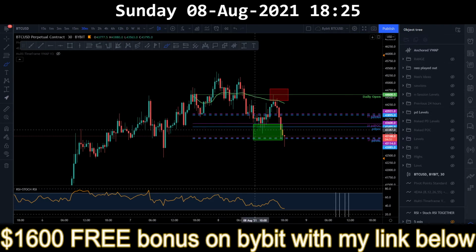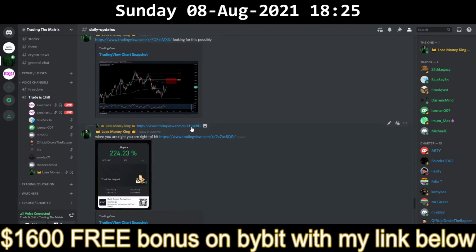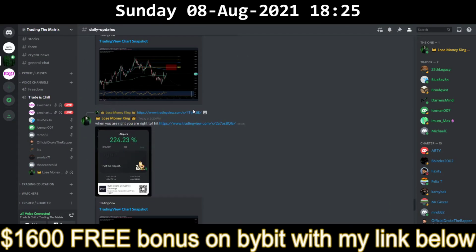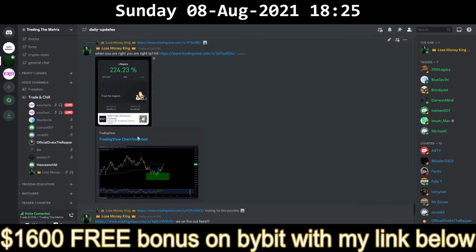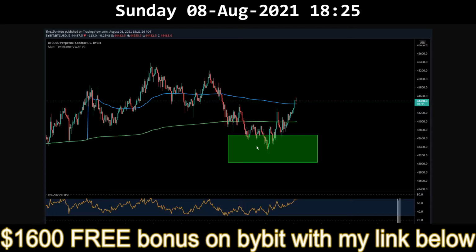If you guys can see, I was talking about this a little bit earlier to the group, posting up this idea right here. So I was saying that I think the price is going to come down to this area and then shoot back up to the daily, and what ended up happening with that is we got ourselves into that trade. You can see here, entry 43,475, got out at 44,450. This area is still in play, by the way. This is just one part of this idea.